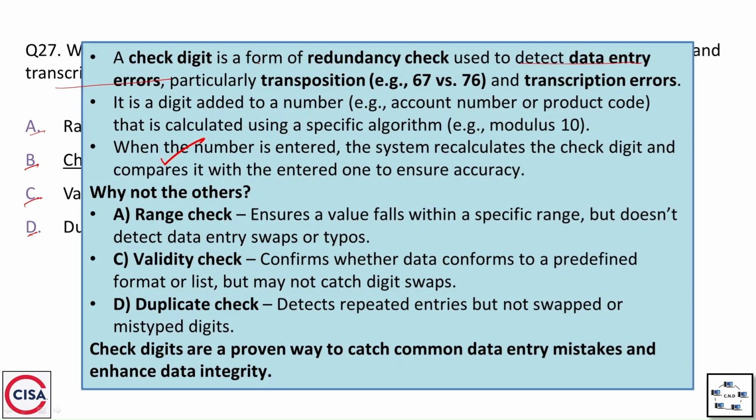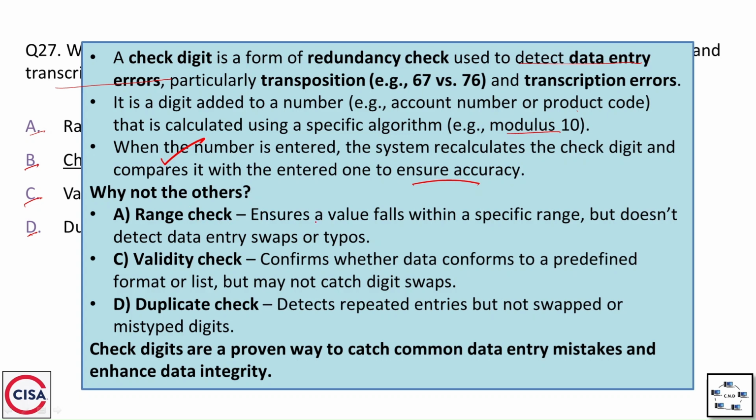A check digit is a form of redundancy check used to detect data entry errors, particularly transposition, that is 67 versus 76, and transcription errors. It is a digit added to a number, for example, an account number or product code, that is calculated using a specific algorithm, for example, modulus 10. When the number is entered, the system recalculates the check digit and compares it with the entered one to ensure accuracy. Why not the others?